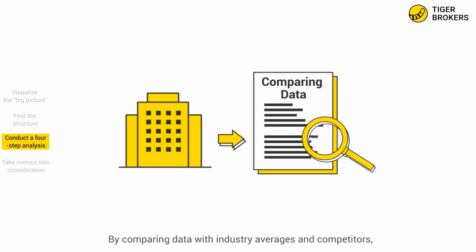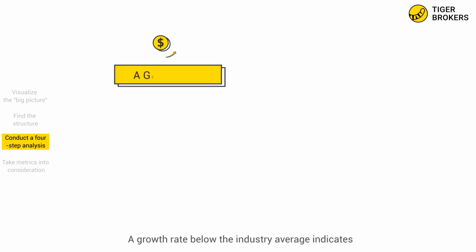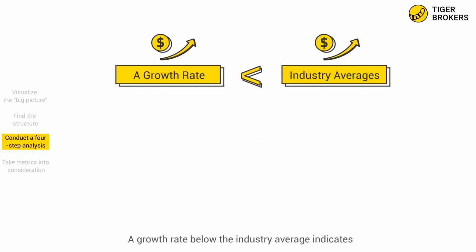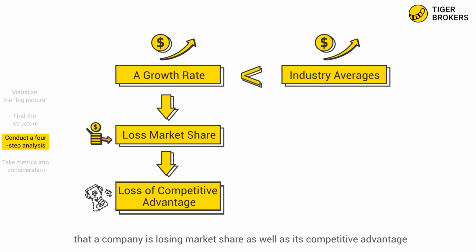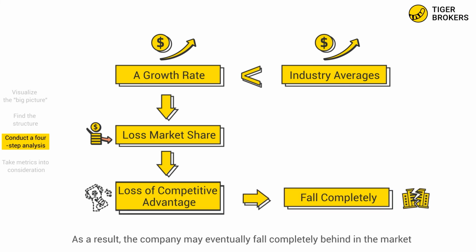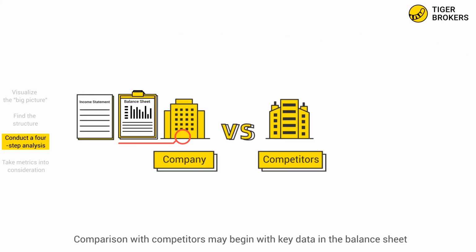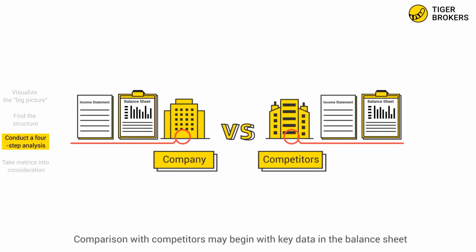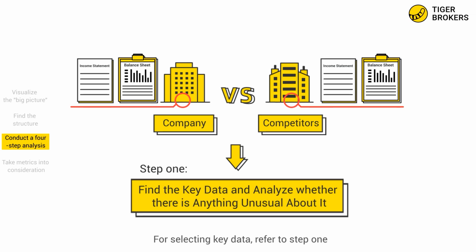By comparing data with industry averages and competitors, you will avoid trying to assess a company's growth rate in a vacuum. A growth rate below the industry average indicates that a company is losing market share as well as its competitive advantage. As a result, the company may eventually fall completely behind in the market. Comparison with competitors may begin with key data in the balance sheet and the income statement. For selecting key data, refer to Step 1.